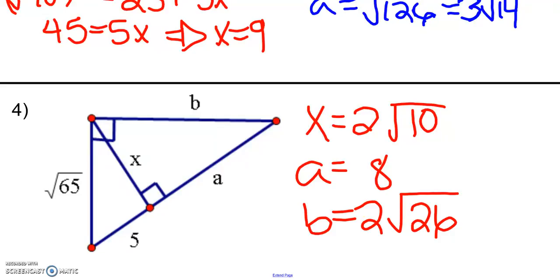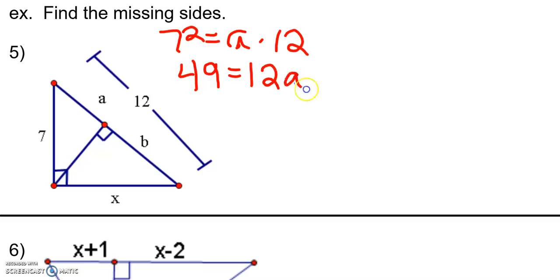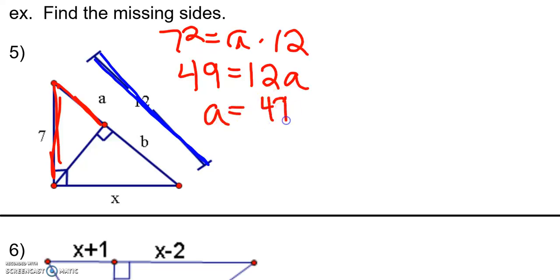Alright, number 5. Alright, number 5 we're going to go through pretty quickly here. So we have to first solve for side A, so we can say 7 squared equals a times 12. Then we have 49 equals 12a. Okay, we have 7 squared equals a times a big hypotenuse. So to finish that one, we have a equals 49 divided by 12.